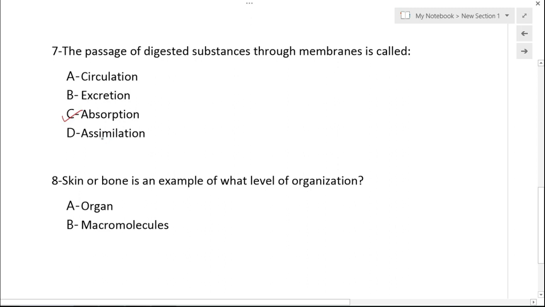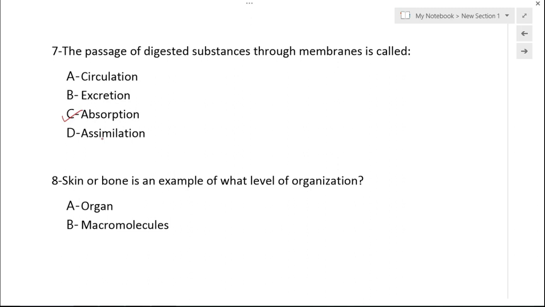What is assimilation? Assimilation is the process of forming new compounds from the absorbed molecules. That is, from the absorbed molecules, new compounds are formed in the liver and other areas. This process is called assimilation. One good example is protein production from amino acids. Through absorption, amino acids are absorbed, then from these amino acids proteins are produced. This is an assimilation process.